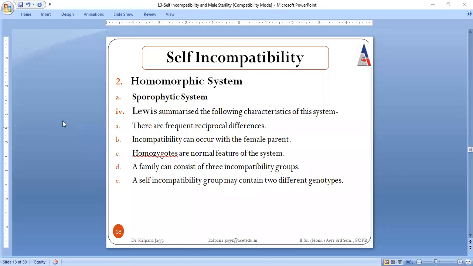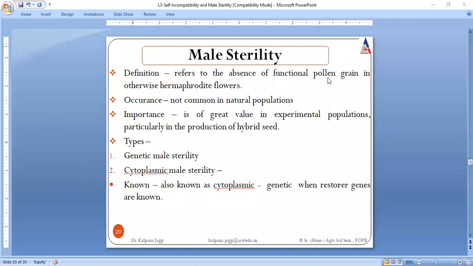Now I will be discussing another topic, that is male sterility. In self-incompatibility, pollen grains are present but they are not functional, but here the pollen grains are no more present. That means it is the result of the absence of functional pollen grains. These are not common in natural populations. Normally we have the presence of pollen grains, and male sterility is very important in experiments where we need the production of hybrid seed.